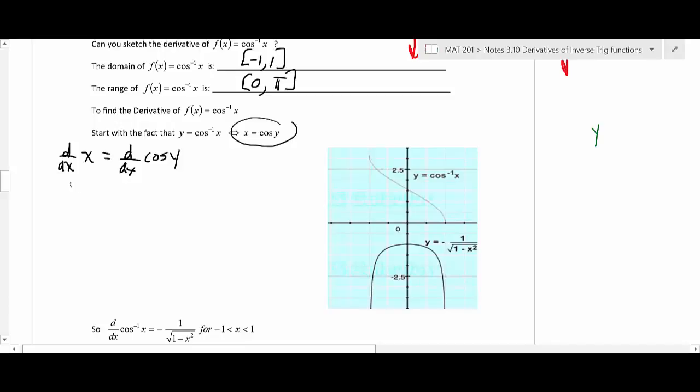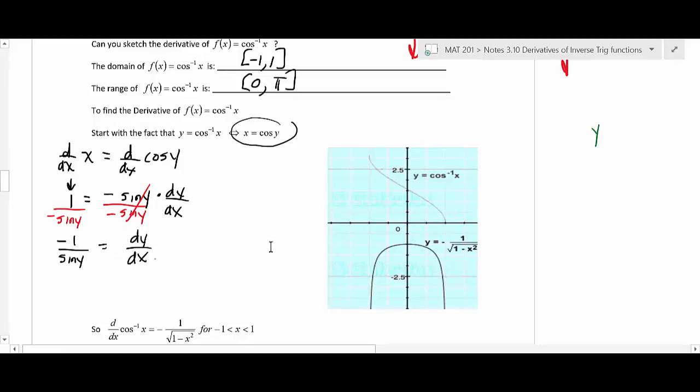Okay? So what's the derivative of x? 1. What's the derivative of cosine of y? Negative sine y, then what? dy over dx. You're doing it implicitly, okay? There's a negative there now. So we have negative sine y times dy over dx. Your job is to solve for dy over dx. So that means we're going to divide both sides by negative sine y. Okay, I'm going to write this as negative 1 over sine y is equal to dy over dx.